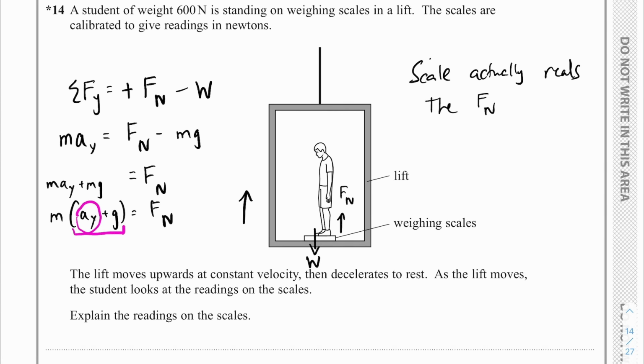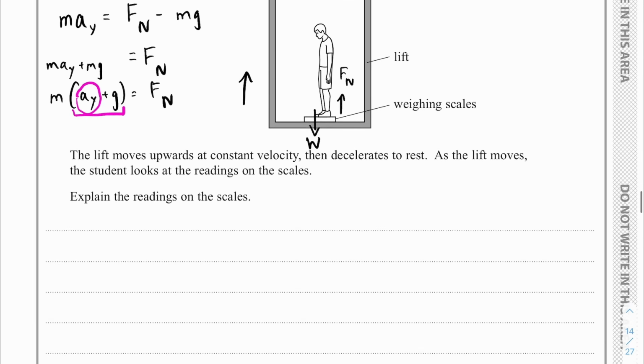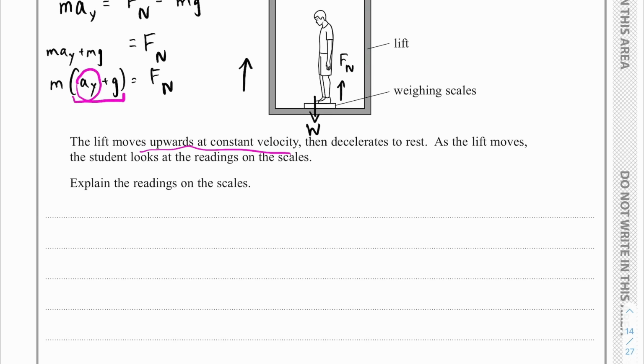Okay, so now let's look at what they're saying here. They're saying the lift moves upward at a constant velocity, then decelerates to rest. So what can we say in the first thing? When it starts, we can say at rest, right? At rest, because nothing's moving, we don't have any resultant force. We can say the scales will read 600 newtons. That's pretty straightforward.